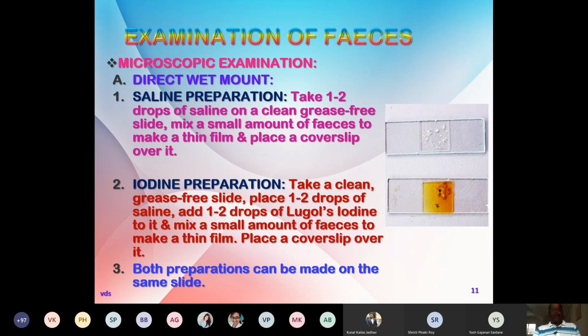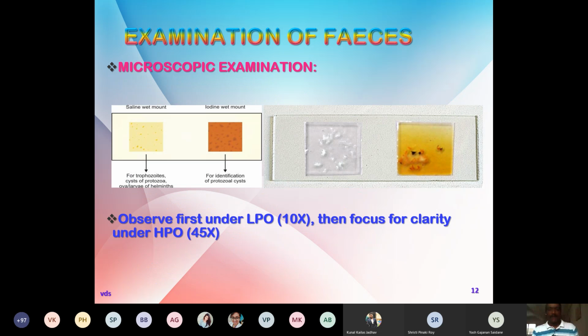Okay. Now, in this case, both the preparations, saline preparation and iodine preparation, have to be made on the same slide during your examination. Remember this. And how it is done, I'll show it to you in the next slide. Here, both the preparations are made on the same slide. On the left side is the saline preparation and on the right side is the iodine preparation.